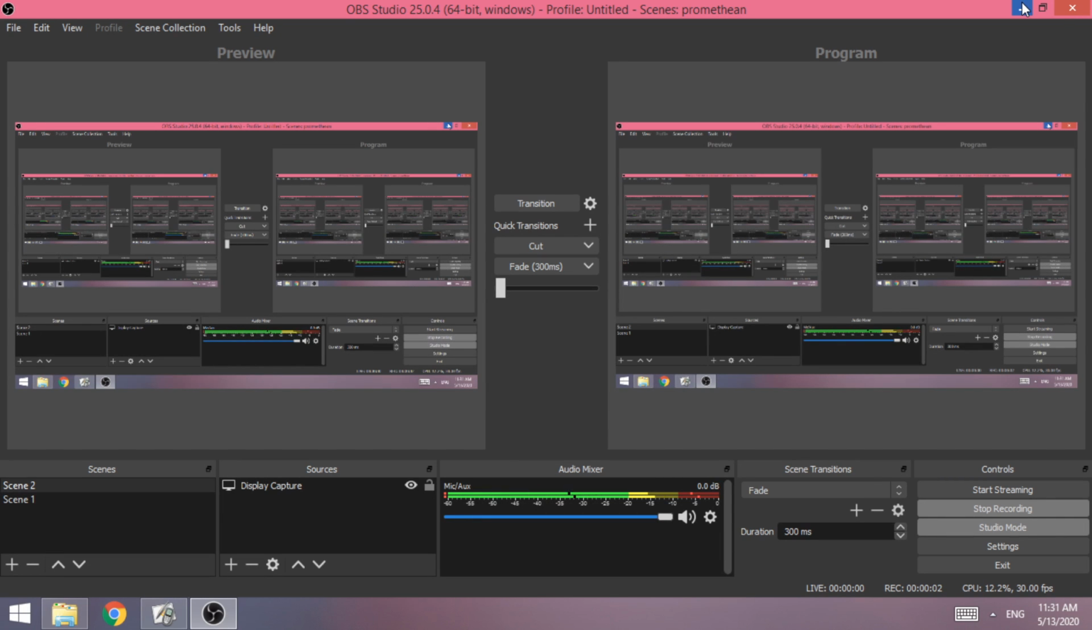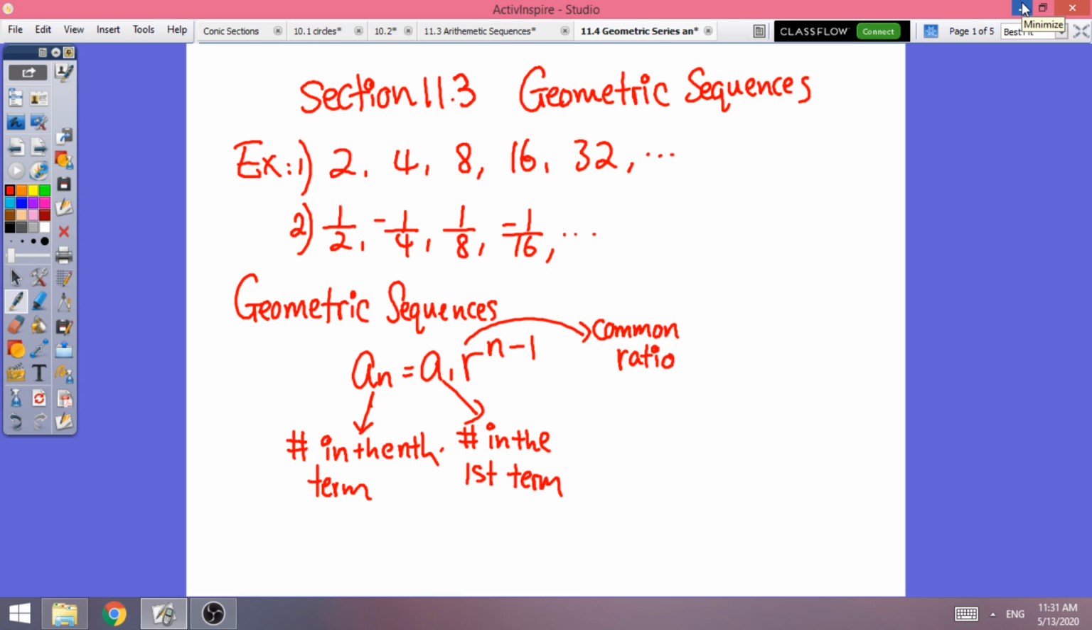Good morning, pre-calculus class. This one is the continuation of chapter 11, so 11.3, geometric sequences.